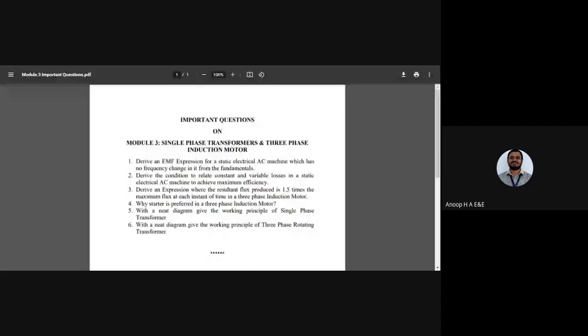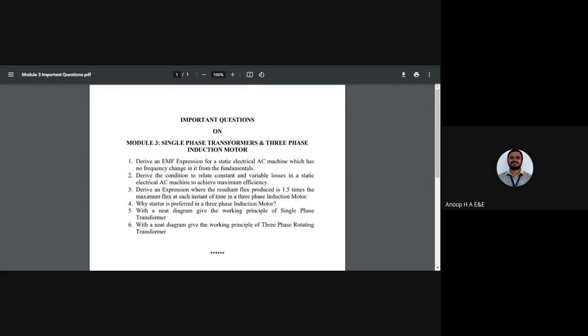Yes, good morning, everyone. I'll be highlighting a few concepts related to module number 3, which is the basics of electrical engineering. In this module, we will be highlighting certain important concepts related to single phase transformers and three phase induction motors.